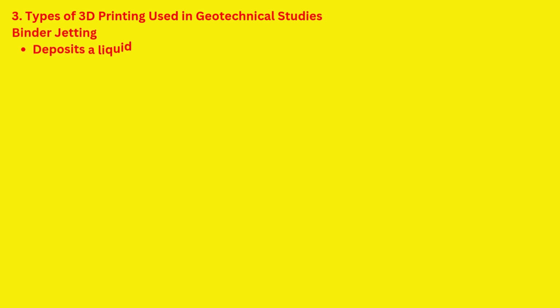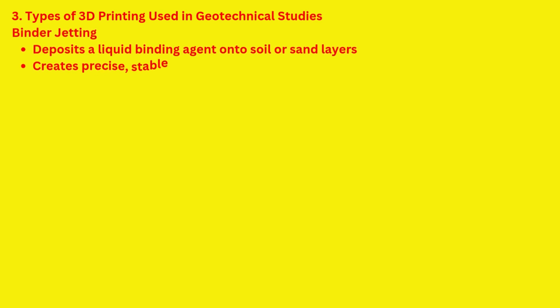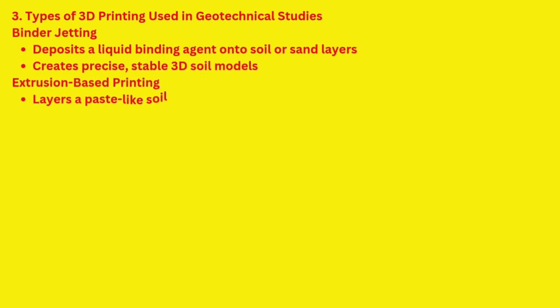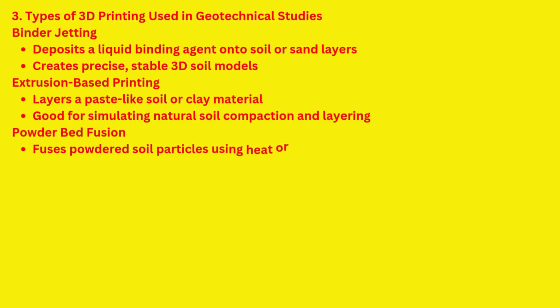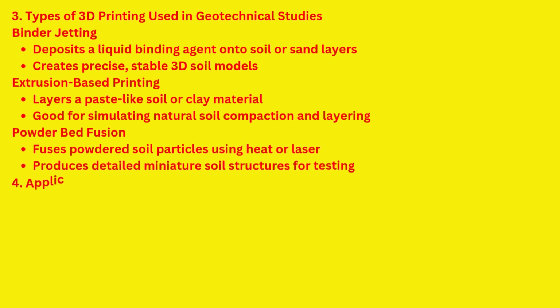3. Types of 3D printing used in geotechnical studies. Binder jetting: deposits a liquid binding agent onto soil or sand layers, creating precise, stable 3D soil models. Extrusion-based printing: layers paste-like soil or clay material, good for simulating natural soil compaction and layering. Powder bed fusion: fuses powdered soil particles using heat or laser, producing detailed miniature soil structures for testing.